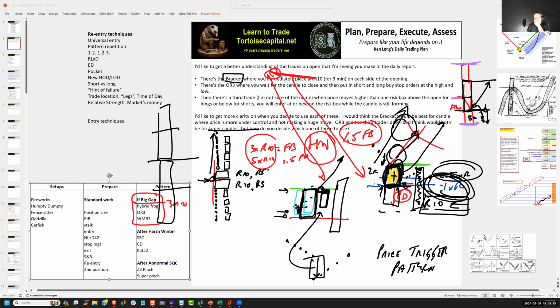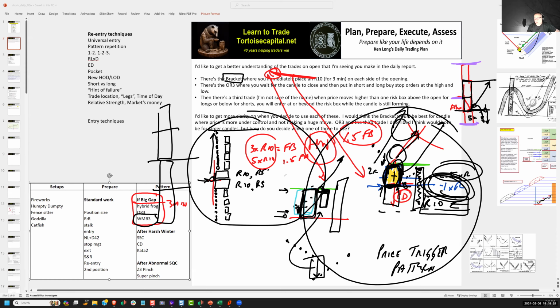So, the final one that I want to talk about is the WMB3. Now, there's a lot of boxes in math, and one of the, just a minute, we got some feedback in here.